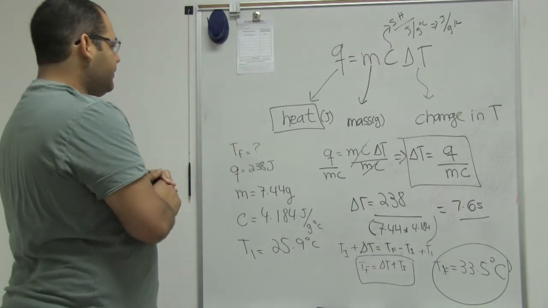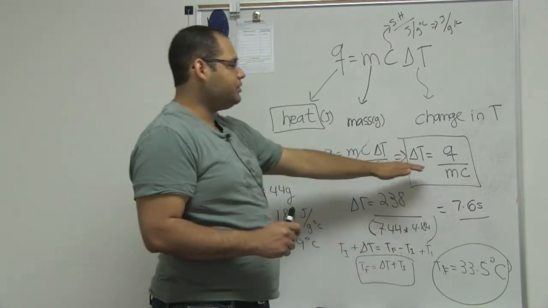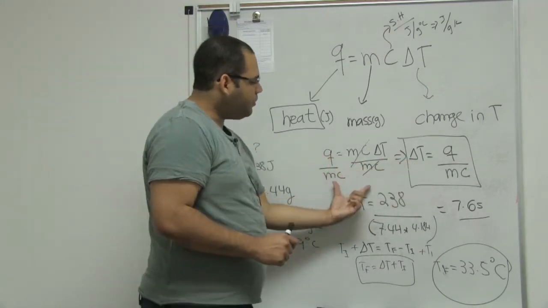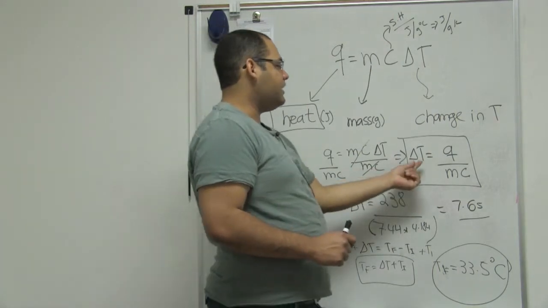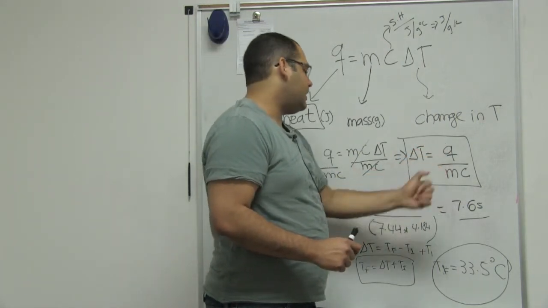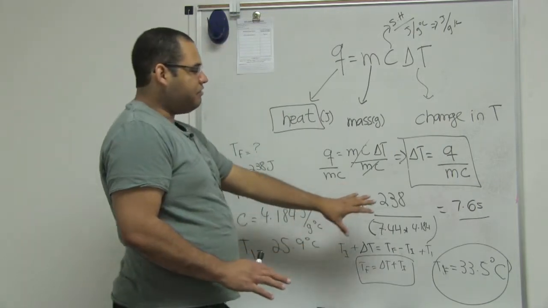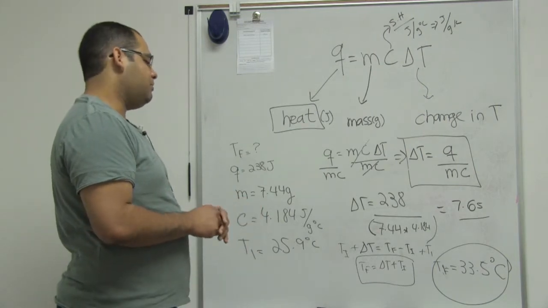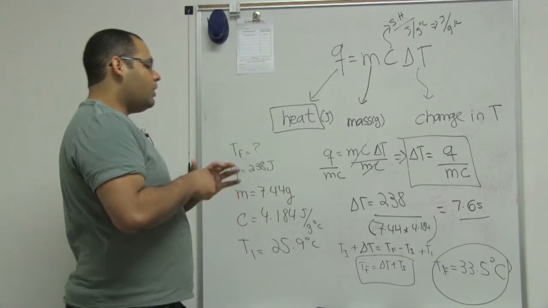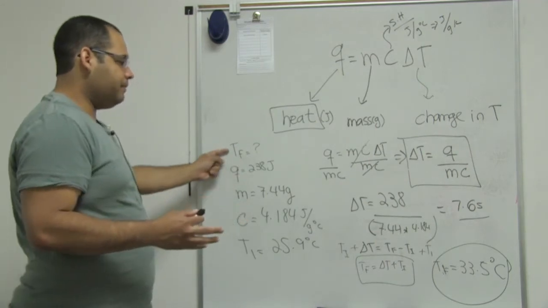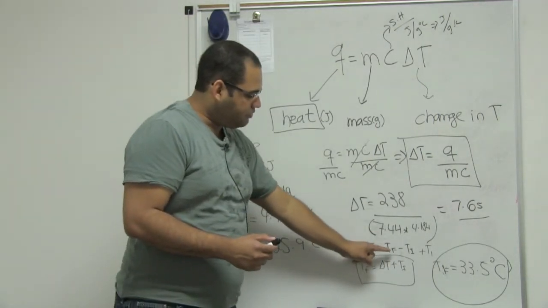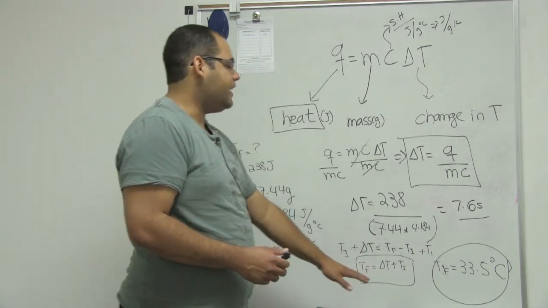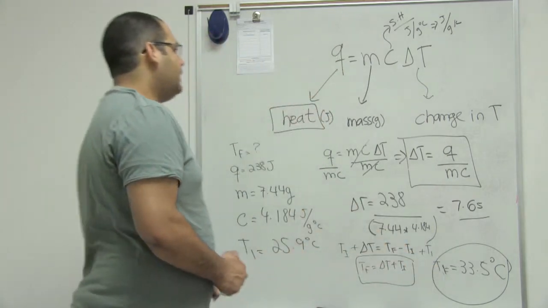In order to find the final temperature, first I need to find the change in temperature. So I solve my equation for delta T, and if I divide both sides by mc, I end up having delta T by itself on one side: Q divided by mc. Then I plug in my numbers and find the change in temperature, but I did not end the problem yet, because the question did not ask for the change in temperature. The question was, what was the final temperature? So I know that delta T equals final minus initial. I solve my equation for final temperature, and then I plug everything in and figure out my final answer.